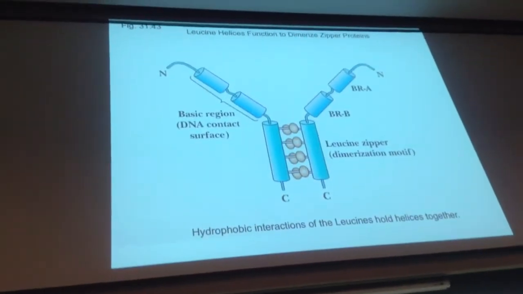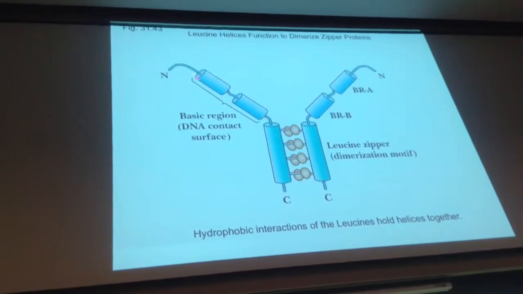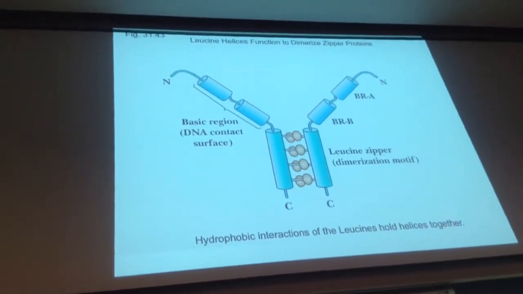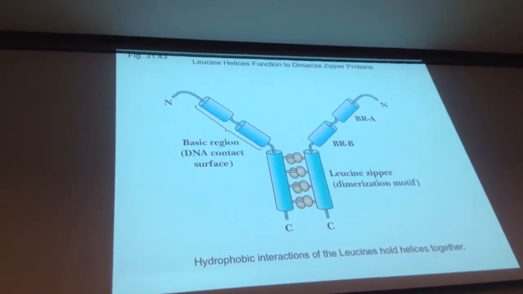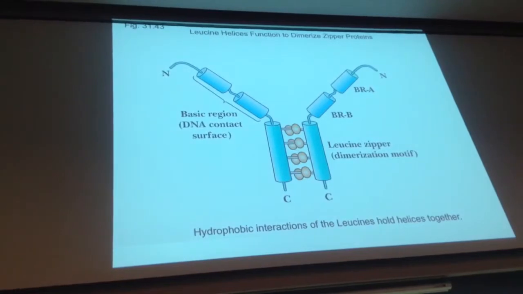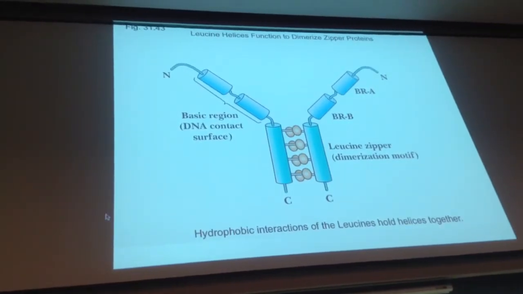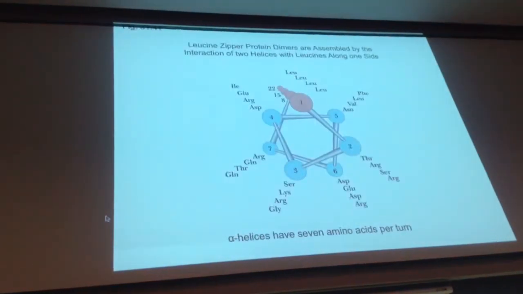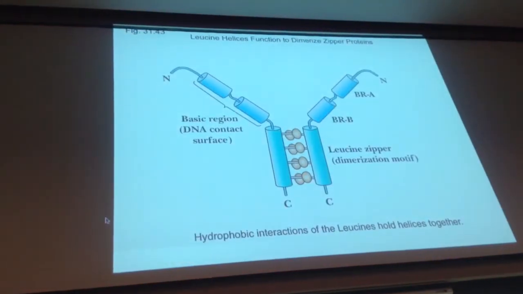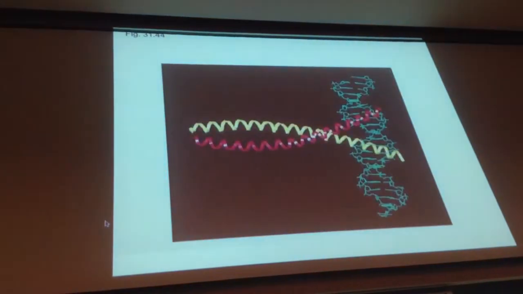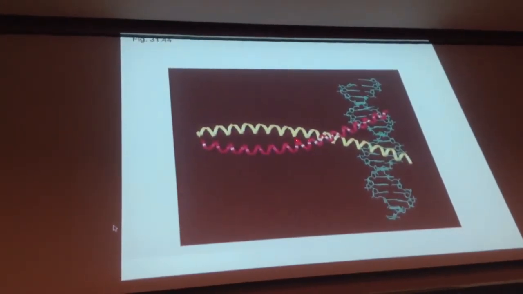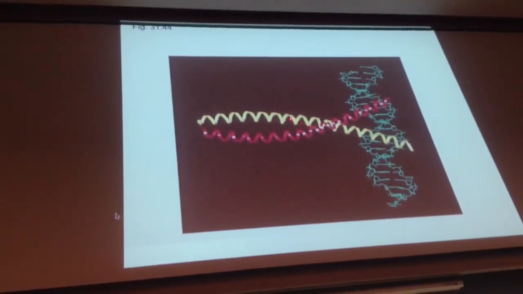The second thing is that we have these basic regions here, and the basic regions contact the DNA surface. And why do we have two basic regions? Why is there not just one basic region? I don't think I have a picture of that, but if you look, this picture here sort of describes it. This is the dimerization. These are the leucines. It would be all leucines on each side of this thing dimerizing.